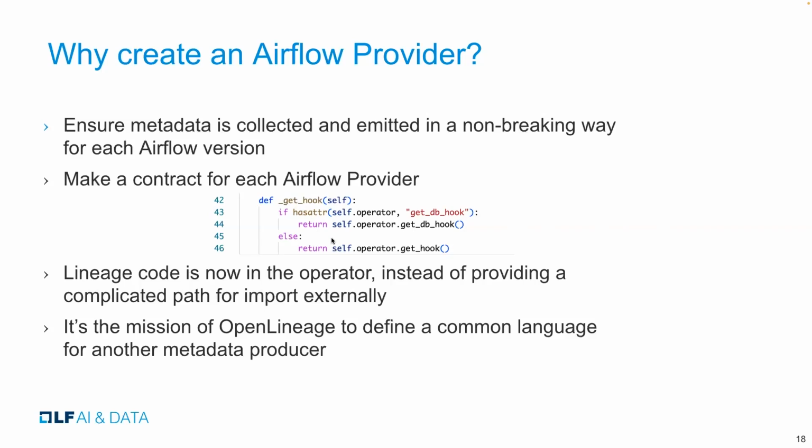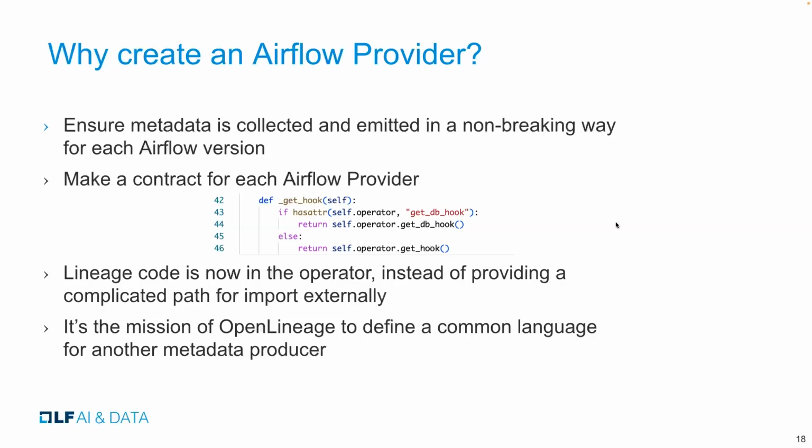Here you can see one of the methods that we have to get hook from, I think, Snowflake operator, where we needed to check whether it's get DB hook or get hook. So now when we are part of Airflow code, we don't need to do that. We are just a part of unit tests and some other tests that make sure that what we currently have as OpenLineage part of providers is working, and we actually have the same code base as others.